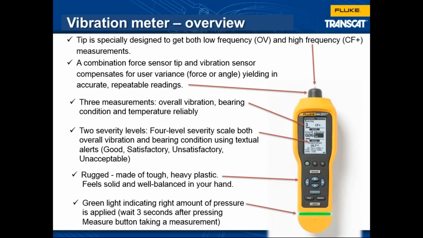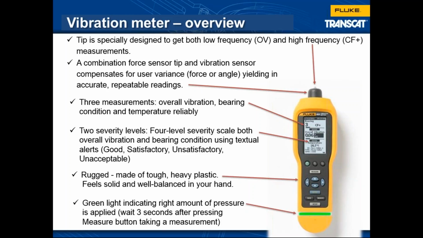Finally, we want this to be very rugged and something we can use out in the plant. And notice that out the bottom, there's a green light, and that green light is a way to tell us that we've given it enough force. You don't want to push in too hard, which affects your vibration readings, but you want to make sure you give it enough force to give a good reading. So as you push this meter into the bearing of your machine, this green light will light up to tell you that you've given it enough force.